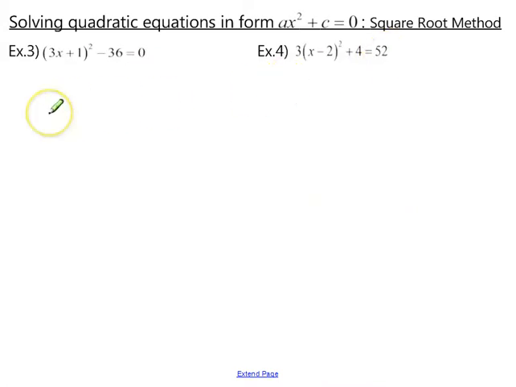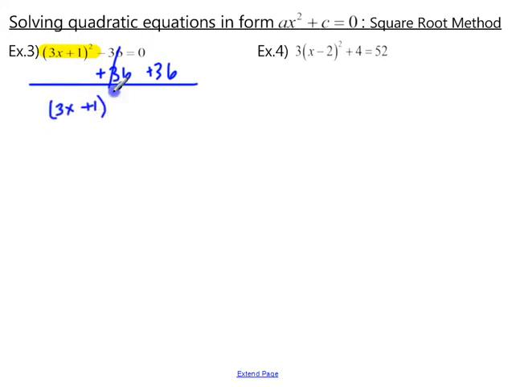Now we want to work out a couple examples that have the same idea. We're still using the square root method to solve, but it's just a few different steps than what we did before. So I'll work out example 3 with you, and then I want you to try example 4. In example 3, you should see that the squared term is outside of a set of parentheses. So the very first step we take in solving to isolate the squared term, we actually want to get this whole thing by itself. So to isolate the squared term, we want to add 36 to both sides. Now we've isolated that squared term.